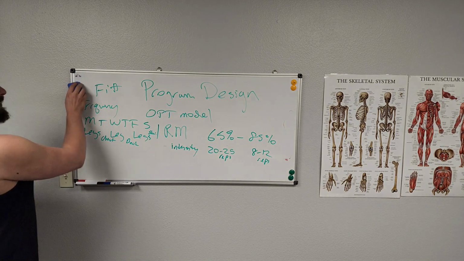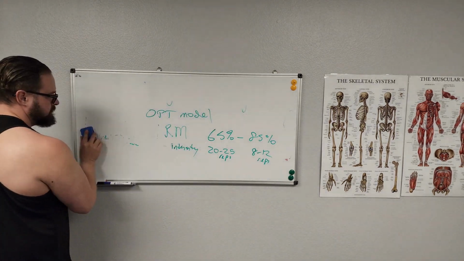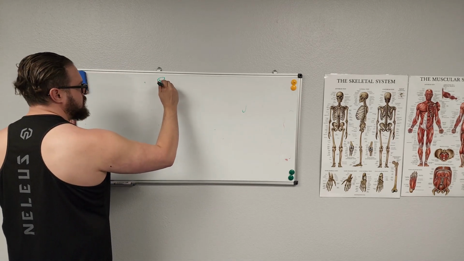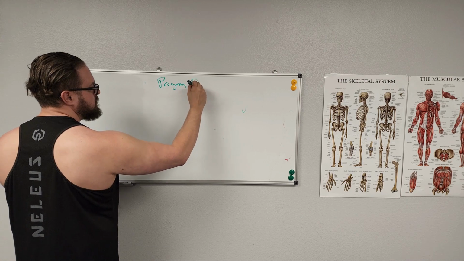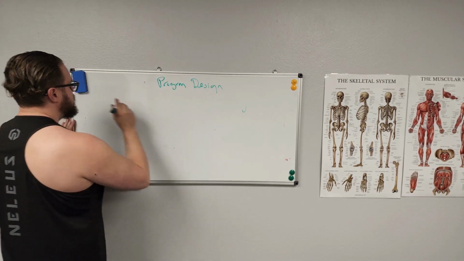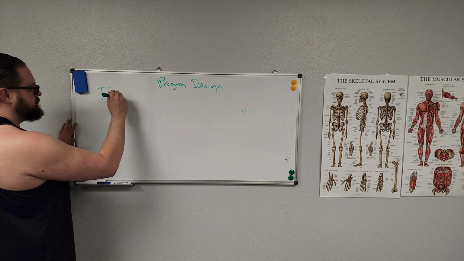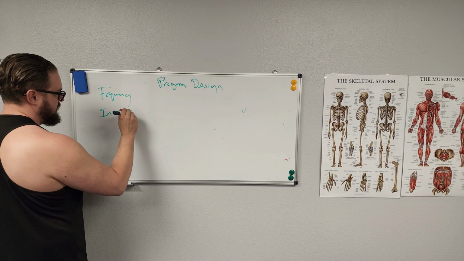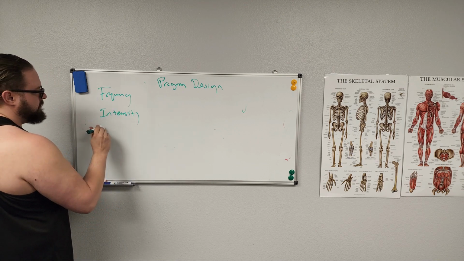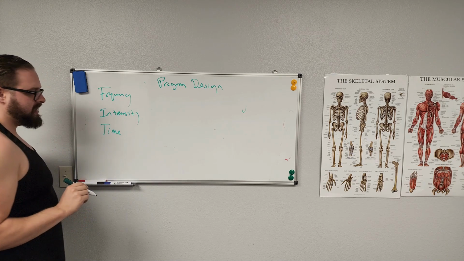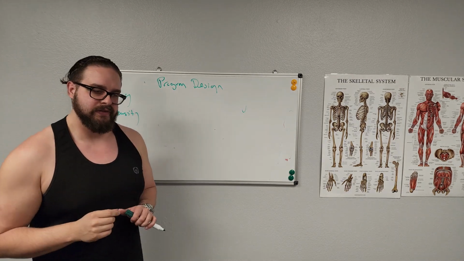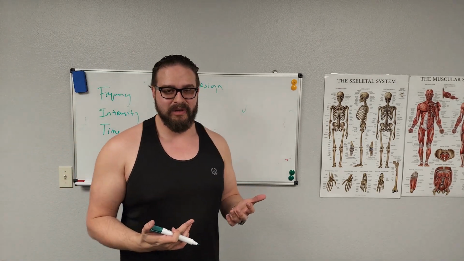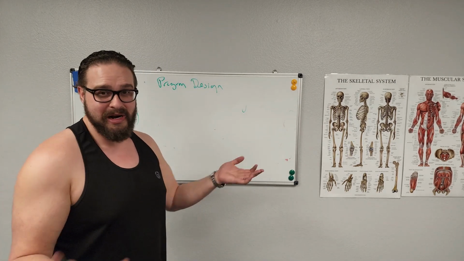Okay. I need more room. Right, program design again. Alright, so we did the frequency. We have intensity, which we already described. So time is another one. Time is how long you're in the exercise. So you can do isometrics if you want to, or how long you're doing a leg workout. Maybe you want to do a 2-minute leg workout. Maybe you want to do a 2-hour leg workout if you're crazy.